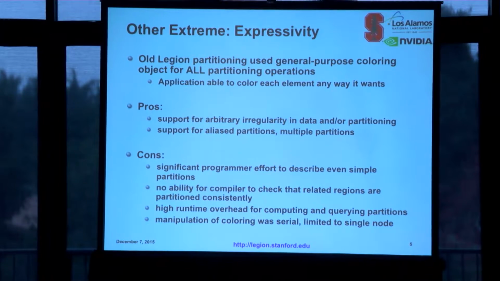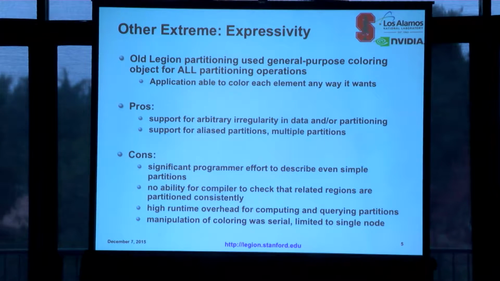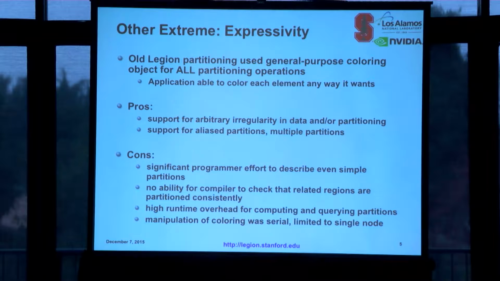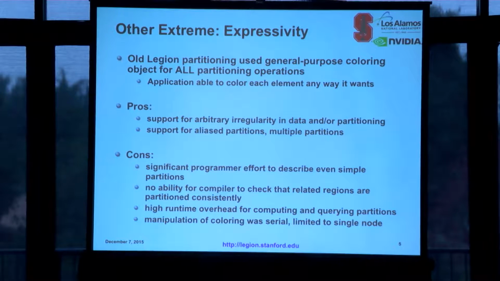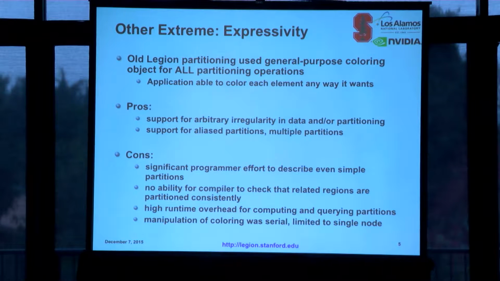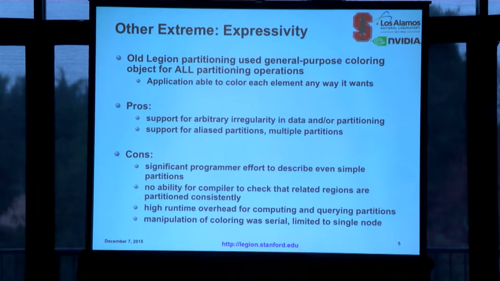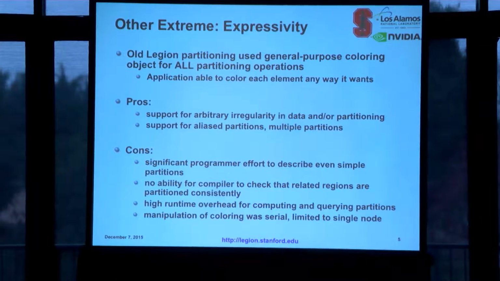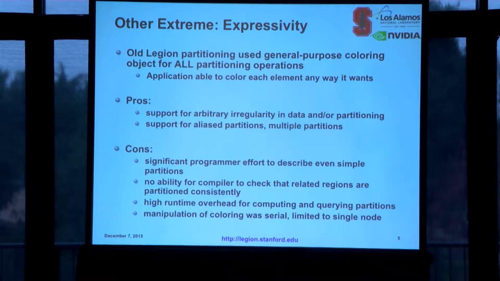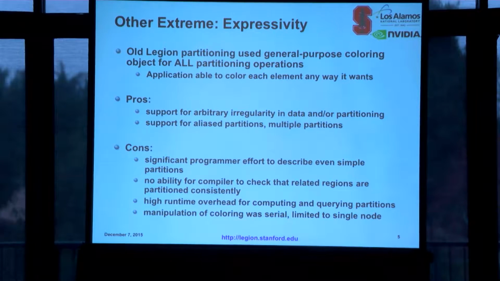You had to build a coloring even for something that was just a fairly regular partition. Once you had multiple colorings, there was no ability for the compiler to check that the related regions were even partitioned consistently, which could be the source of all sorts of interesting runtime bugs. There was a high overhead for computing and querying these partitions.